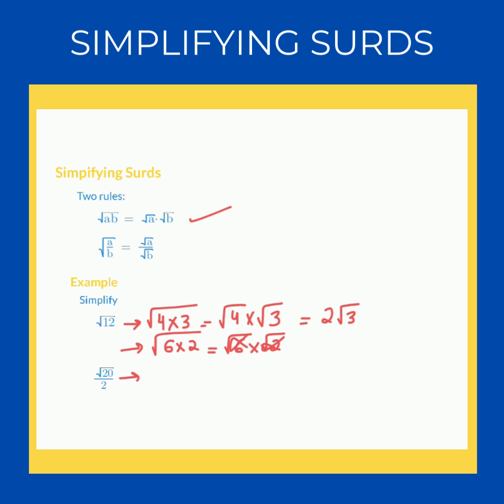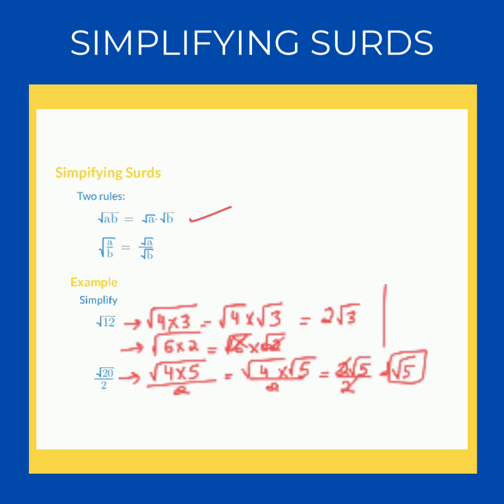Now for the second one, it's the square root of 20 over 2, and again, the square root of 20 can be written as 4 times 5 over 2. And the square root of 4 times 5, the whole surd, I can split into the square root of 4 times the square root of 5 divided by 2. The square root of 4 is 2, so 2 times the square root of 5 over 2. The 2 cancels out with the 2, so the final answer is the square root of 5.